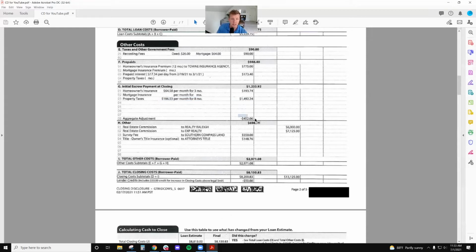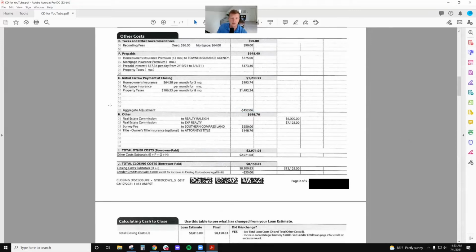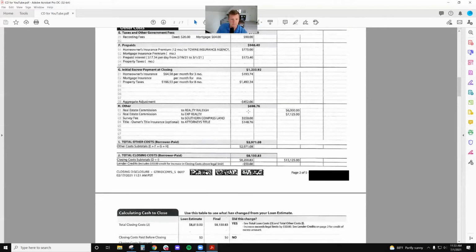And then we've got an aggregate adjustment. I'm not actually sure what that was for. That might have been some sort of agreement that the borrower made with their lender. I'm not really sure what that's for. Okay, now we've got an other, and I'll talk about mistakes here in a second, but this stuff is where we see a lot of mistakes. So we'll come back to that in a second.